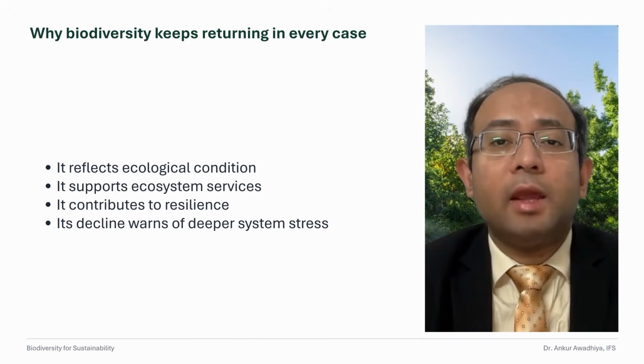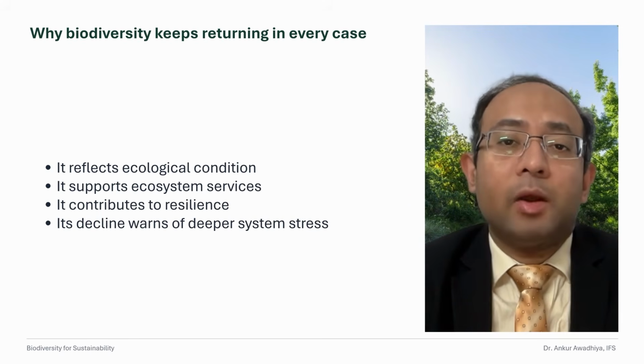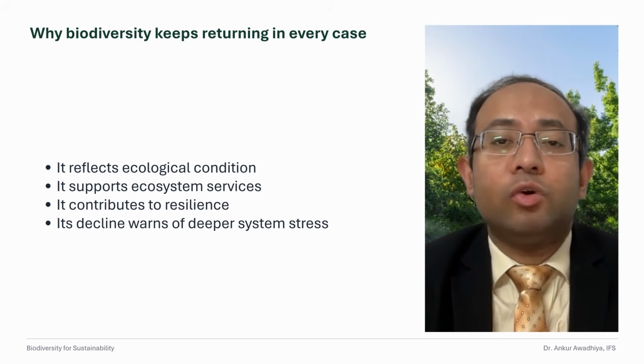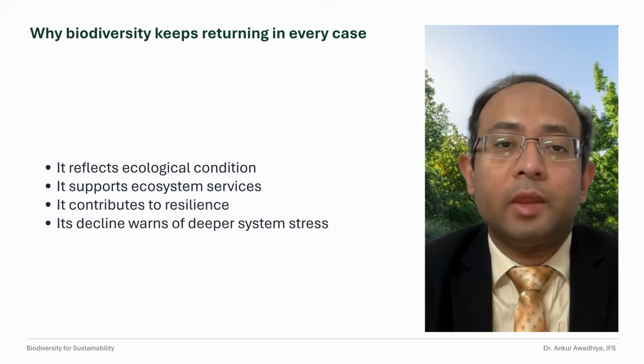Biodiversity appeared in every case we examined, and this is not coincidental. Biodiversity reflects the condition of ecological systems. It supports the ecosystem services that human activities depend on. It contributes to resilience by maintaining the variety of species and functions that help systems recover from disturbance.